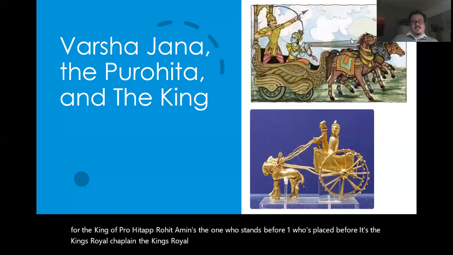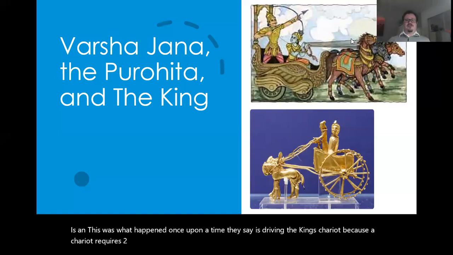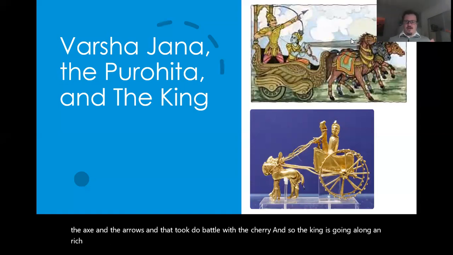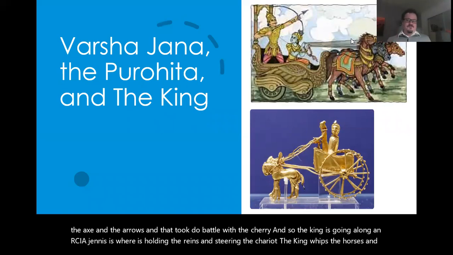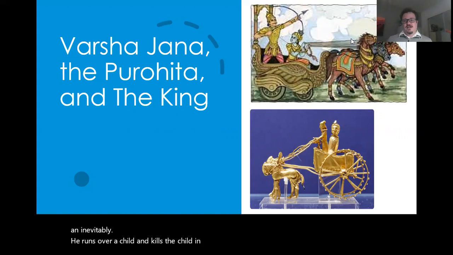So Vrisha is, and this was what happened once upon a time, they say, driving the king's chariot, because a chariot requires two people. There's somebody to drive the chariot and the other guy to wield the axe and the arrows and to do battle with the chariot. So the king is going along, and Vrisha is holding the reins and steering the chariot. The king whips the horses and gets them going really, really fast. And Vrisha is like, whoa, we've got to keep it calm. And inevitably, he runs over a child and kills the child. In some stories, this is a Brahmin child. In some stories, it's Vrisha's own child.